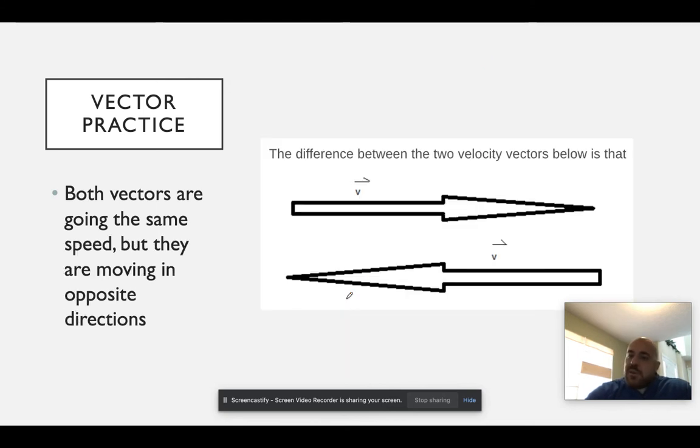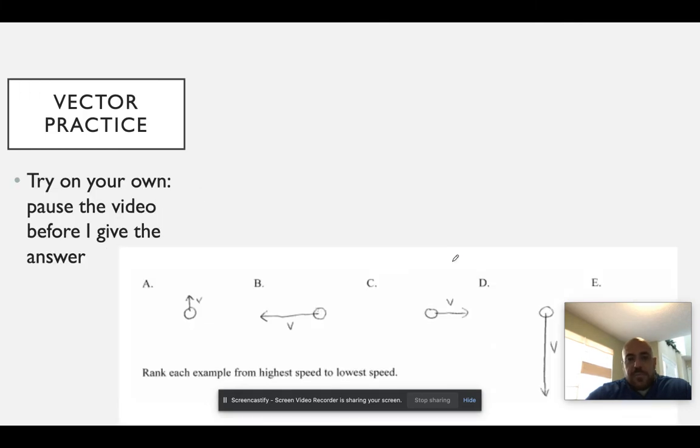What's the difference between these velocity vectors? Well, we know it's velocity. Which one has more velocity? Well, it's the same because the arrows are the same length. These pictures are the same size. So what's different? Well, they're going opposite directions. This top one would have a positive direction, and this would be a negative direction. Or we might say east and west if we knew the arrangement.